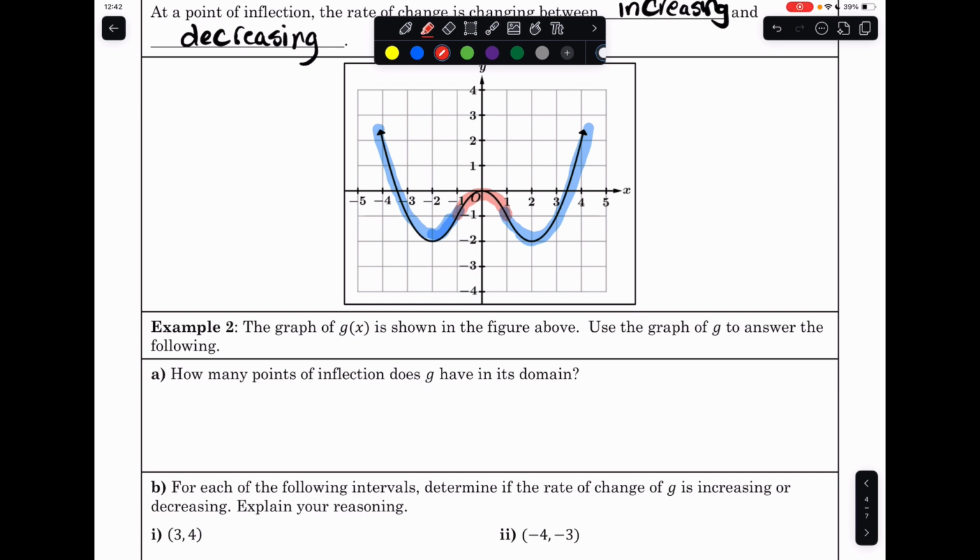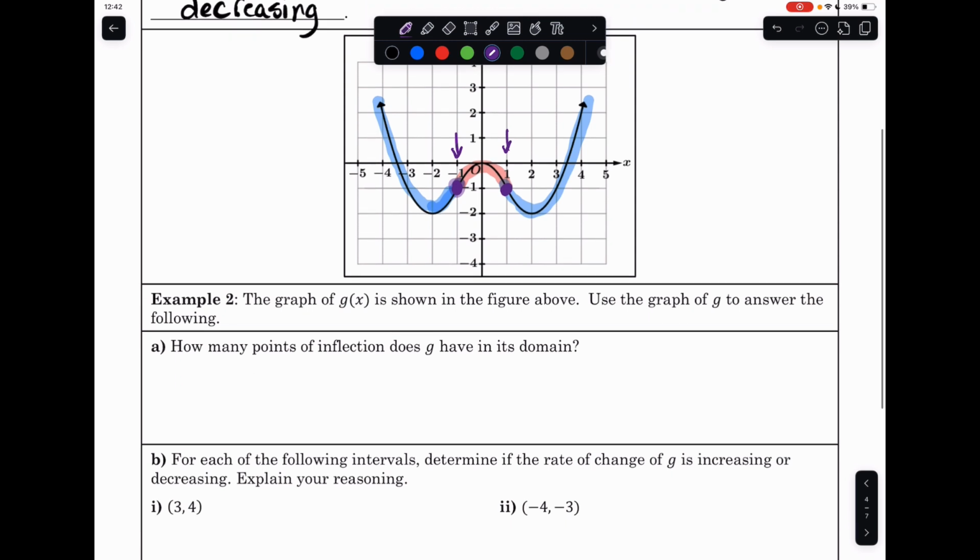So because this graph concaves up, concaves down, and then concaves back up, there has to be a point of inflection. Let me do it in purple right here, somewhere right there. Okay, and again, I'm estimating that it's located at -1 and +1. So for this graph, in order to concave up, concave down, and concave back up, there have to be two points of inflection.